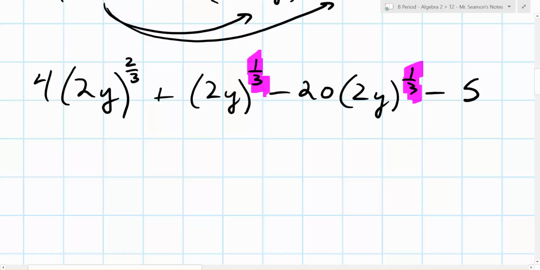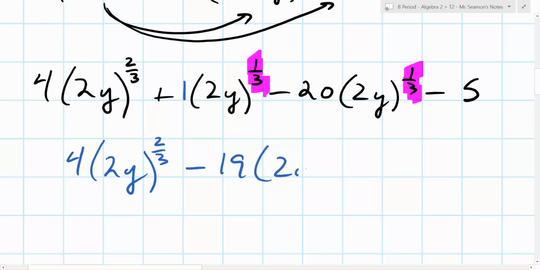The 4, 2y, and 2y. The powers have to be the same. Oh, the 4, 2y to the 2. No, this is 2/3. The powers have to be the same. So it's 4 times 2y minus what? How many of them? 18. Nope. There's one of them here. Minus 19, 2y to the minus 5. Done. There's nothing more you can do.